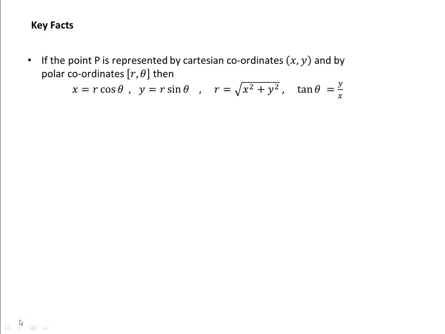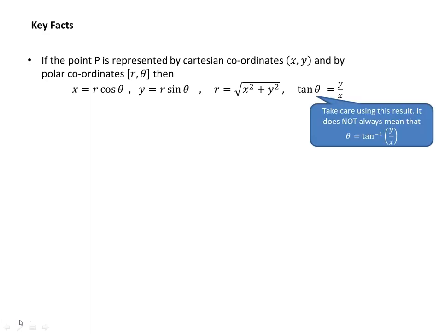If we know the Cartesian coordinates and want to find the polar coordinates, then we've certainly got r is the square root of x squared plus y squared, because r is simply the distance of the point away from the origin. And we have tan theta is given by y divided by x. But be careful, that does not mean that theta is tan to the minus 1 of y over x.